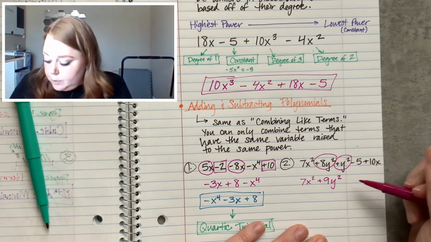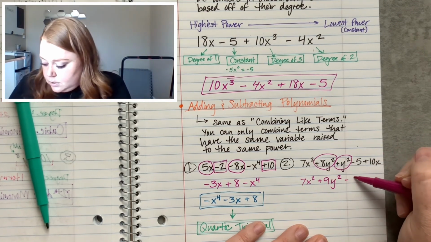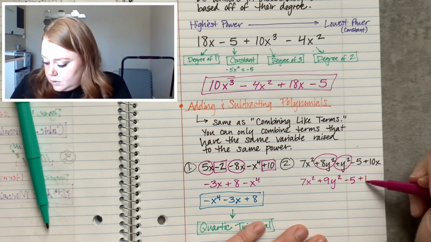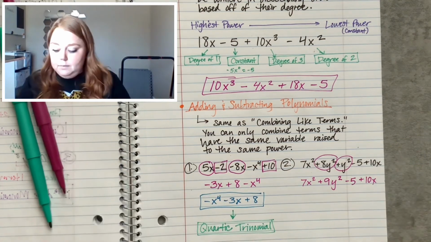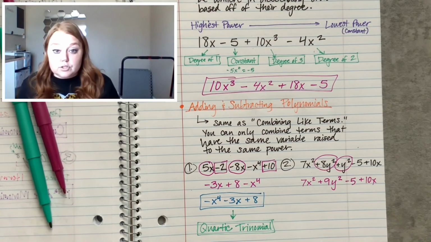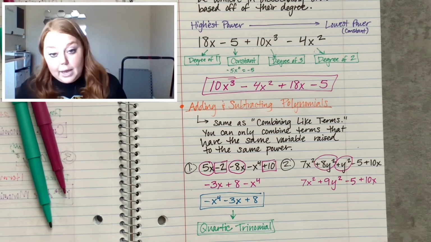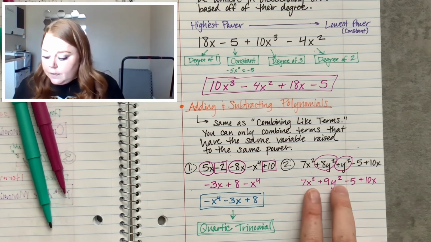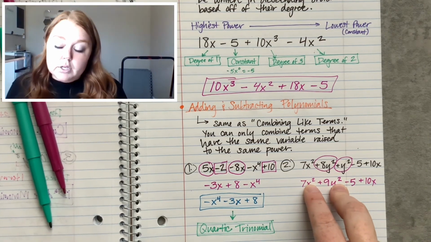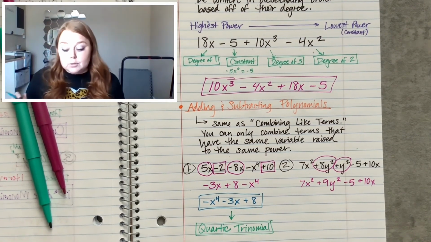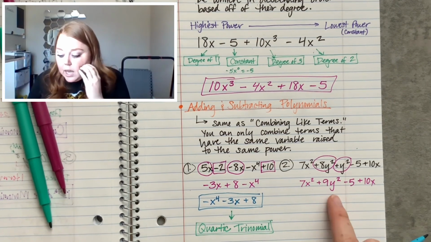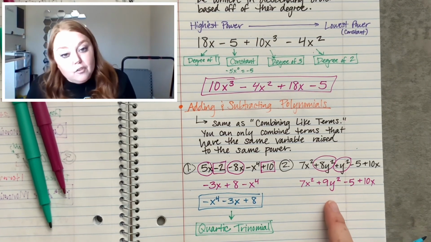-5 doesn't have a variable on it, and there's no other constants. So I'm just going to drop it down. The 10x can't be combined with anything. So I'm going to drop that down. Okay. So step 1, we combine like terms. Now we need to make sure that it's in standard form, highest power to lowest power. The thing is, these two guys right here, they have the same power. So when you have terms that kind of tie, like they have the same amount of power, then what you do is you go off of the alphabet.